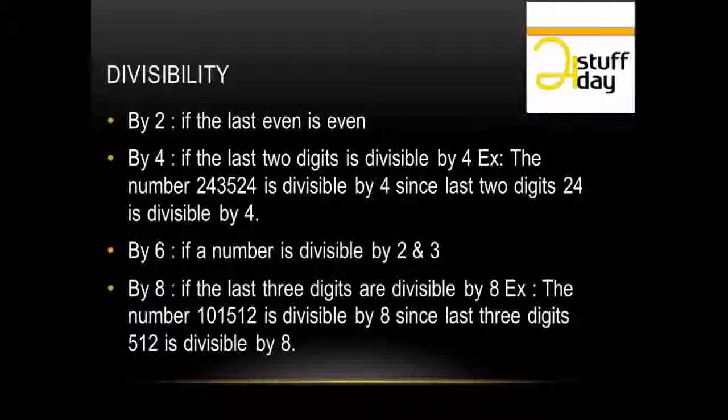Let us discuss a small basic in quantitative: divisibility of a number. A number is said to be divisible by 2 if the last digit is even. A number is said to be divisible by 4 if the last two digits are divisible by 4. Consider this example, 243524. This is divisible by 4 since the last two digits, 24, are divisible by 4. A number is said to be divisible by 6 if it is divisible by 2 and 3. A number is said to be divisible by 8 if the last three digits are divisible by 8. Consider this example, 101512. This is divisible by 8 since the last three digits are divisible by 8.